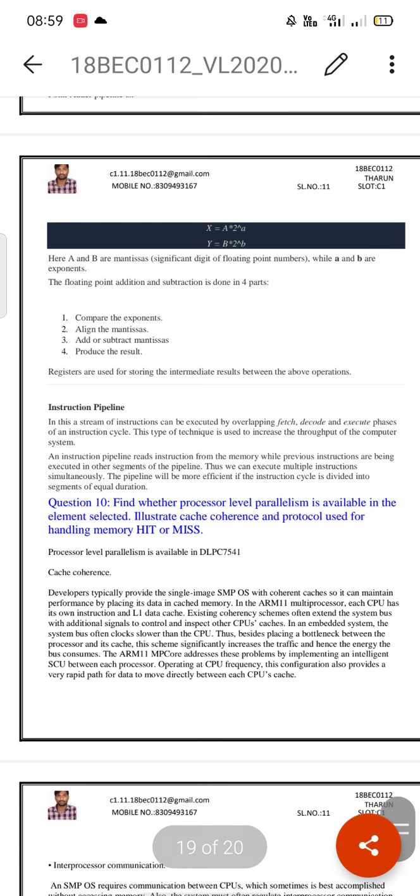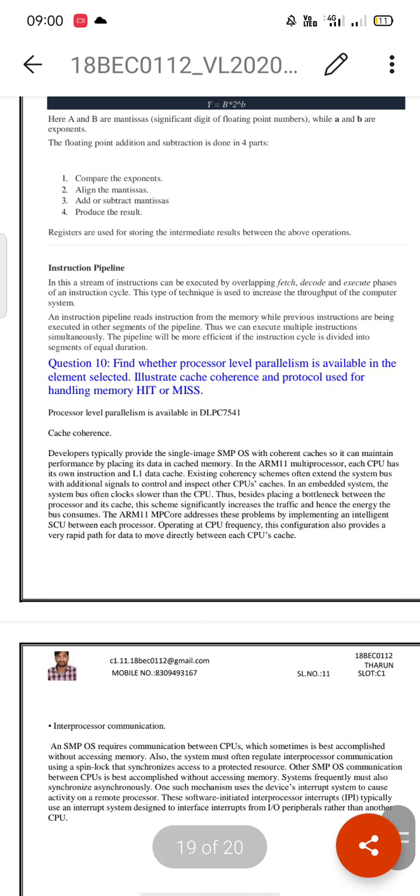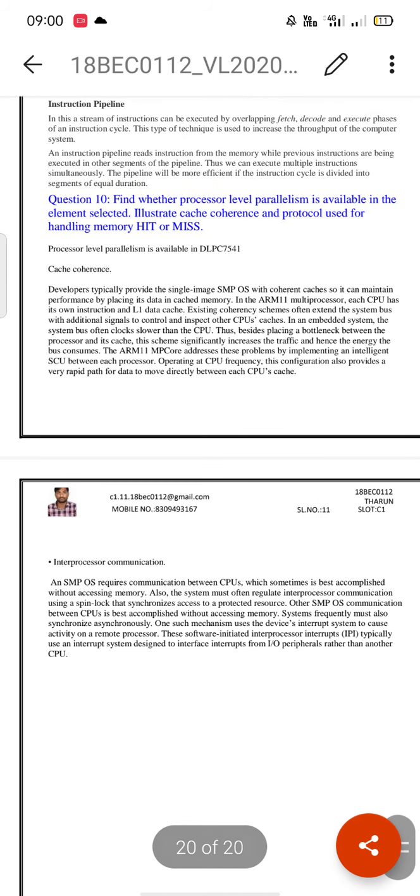And find whether processor level parallelism is available in the selected microcontroller, illustrate the cache coherence and the protocol used for handling memory hits or misses, and the processor level management is available in DLP-PC7541. And this is the cache coherence of that, and this is the interprocessor communication.